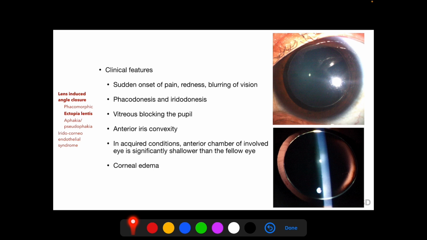And with dislocation or significant displacement of the crystalline lens, we may find vitreous blocking the pupil. There will be convexity of the anterior iris because of pupillary block, and in acquired conditions in which the etiology is present in the affected eye only, the anterior chamber of the affected eye will appear to be significantly shallower than that of the fellow eye.